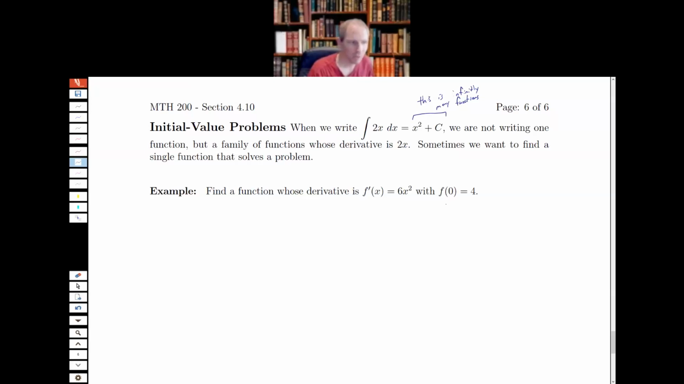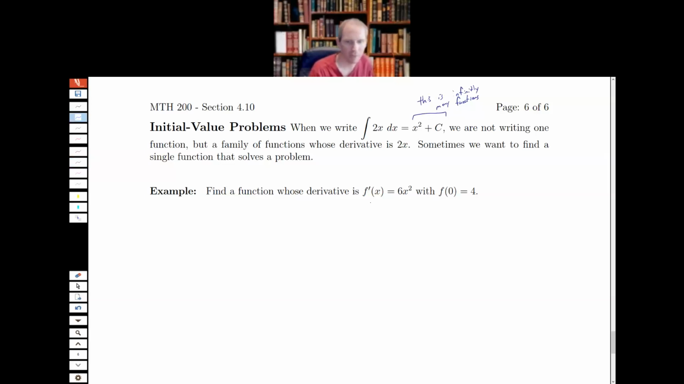Sometimes I want to find a single function that solves a problem, right? So let's look at an example. Find a function whose derivative f prime of x is 6x squared, but also that has the property that f of 0 equals 4. Okay, so there's going to be two parts to this.